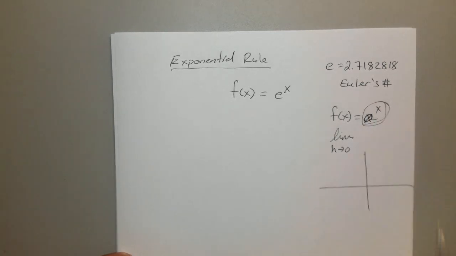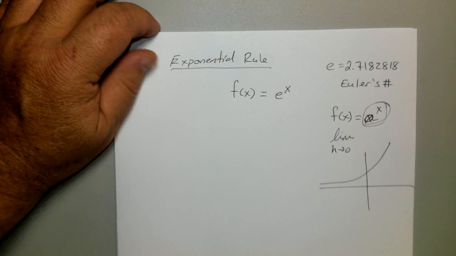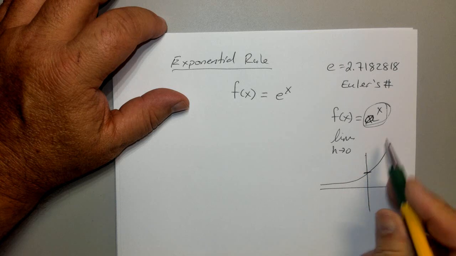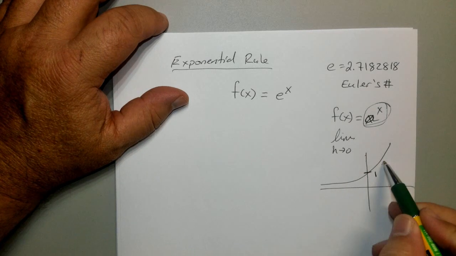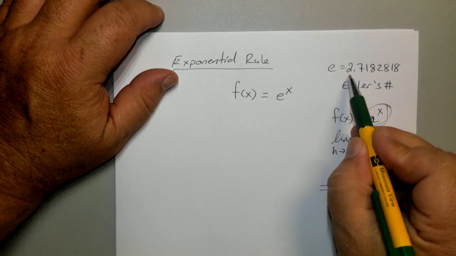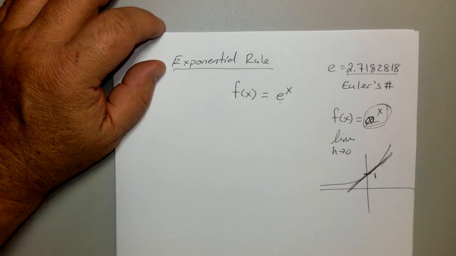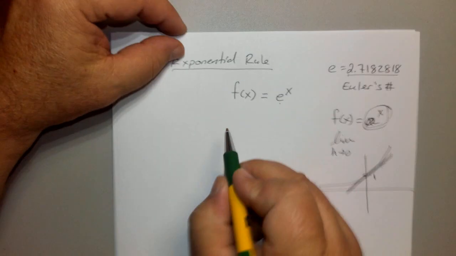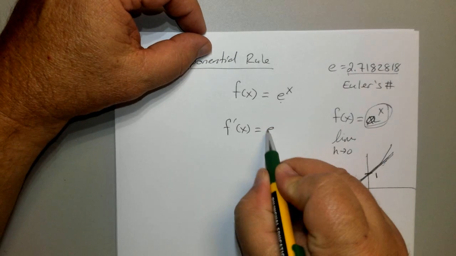What does this graph look like? It's an increasing function. It always crosses, when x is 0, y value is 1. So the slope of the curve at the y-intercept equals 1 whenever the base is 2.718. That's where we got this. So with that, the derivative of the exponential function e to the power x is e to the power x.